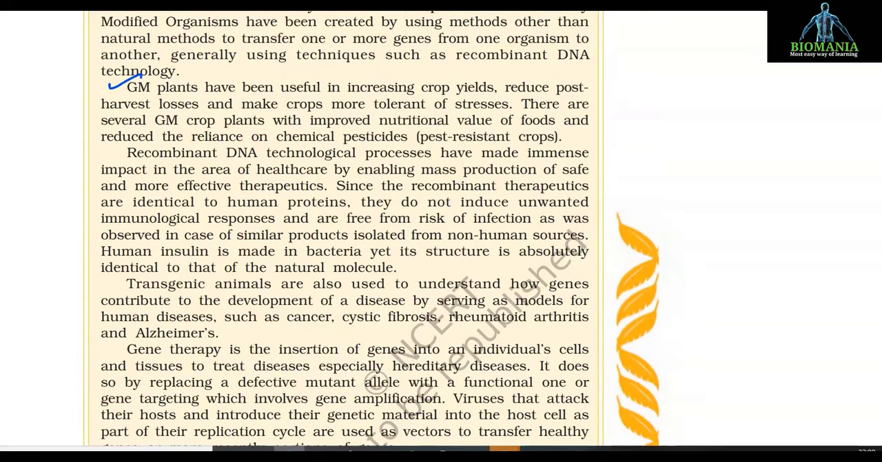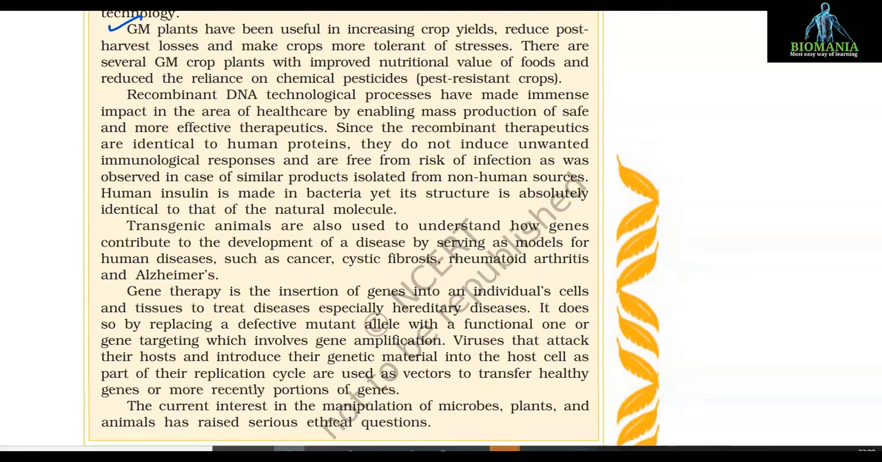GM plants have been useful in increasing crop yields, reducing post-harvest losses and making crops more tolerant of stresses. There are several GM crop plants with improved nutritional value of food and reduced reliance on chemical pesticide, that is, pest resistant crops. Recombinant DNA technological processes have made immense impact in the area of healthcare by enabling mass production of safe and more effective therapeutics.